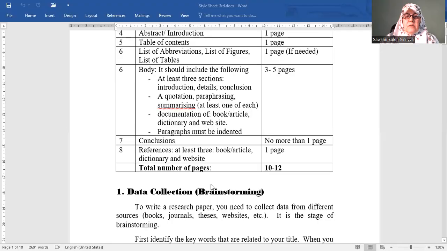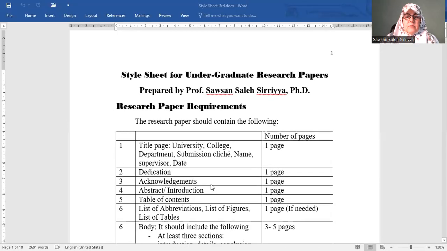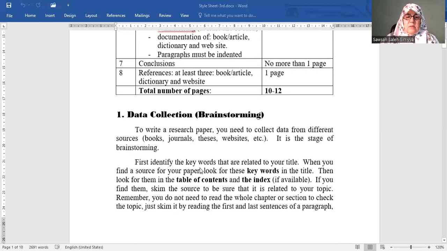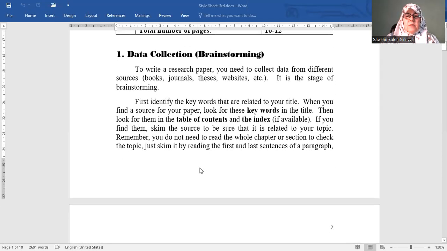This is a style sheet about how to write a research paper that includes talking about the main pages needed here, like the title page, dedication, acknowledgements, etc. The first stage in writing a research paper is the data collection, which is mainly the brainstorming stage. To write a research paper, you need to collect data from different sources like books, journals, theses, websites, etc. It is the stage of brainstorming.